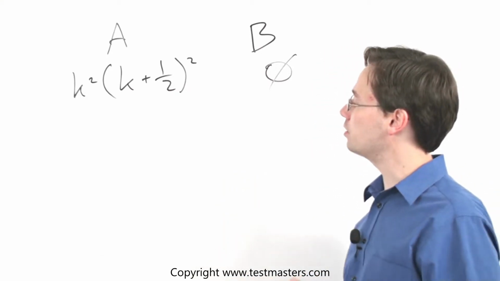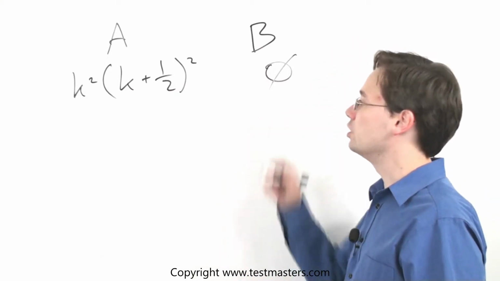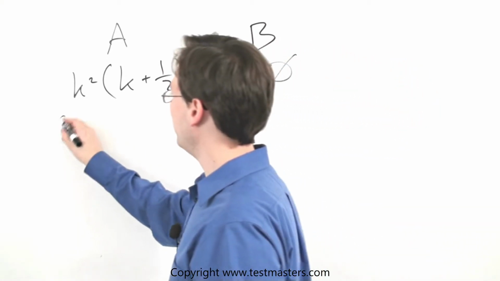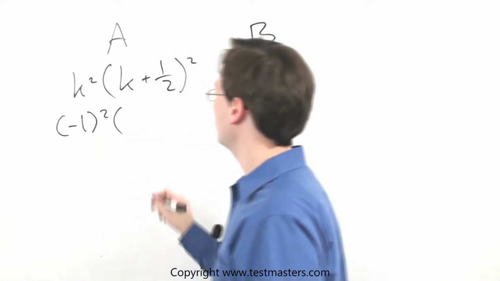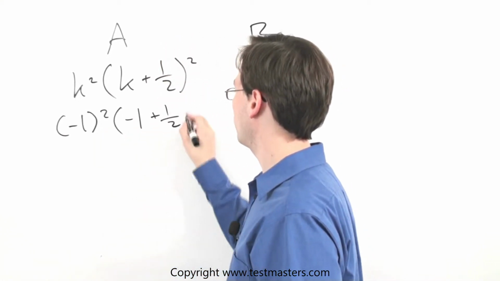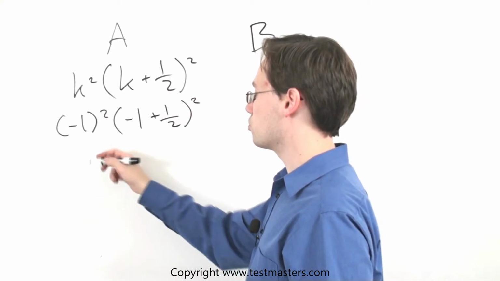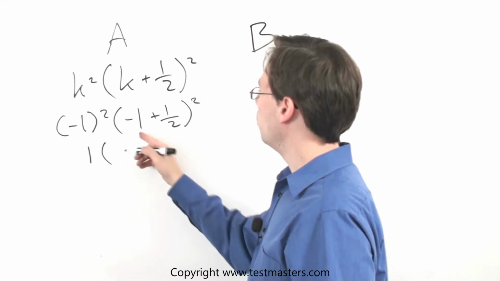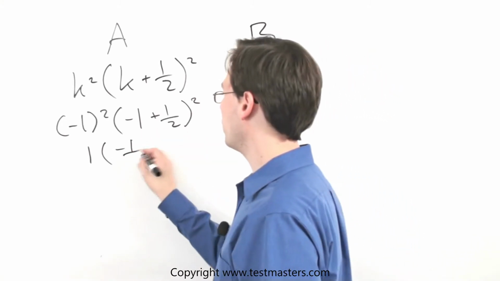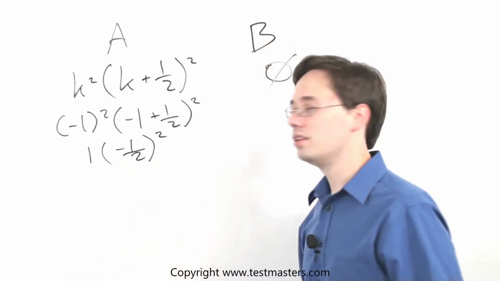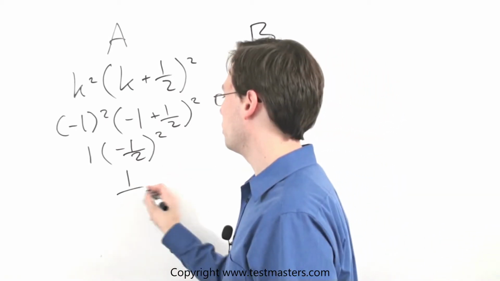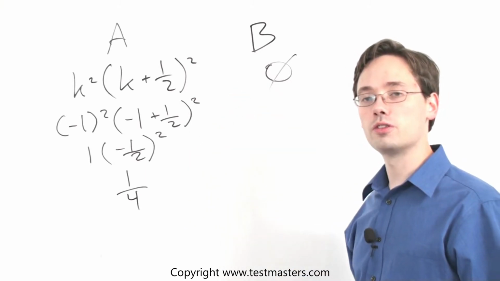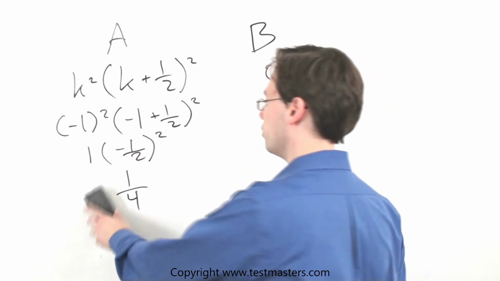We have k squared times (k plus 1/2) squared versus 0. First thing I want to plug in, let's plug in -1. So (-1) squared times (-1 plus 1/2) squared. (-1) squared is just 1, so I don't even have to worry about that anymore. I'm just multiplying by 1. -1 plus 1/2, that's -1/2 squared. (-1/2) squared is going to be a positive number, 1/4, which is larger than a 0, of course. So here we're getting an answer of A.